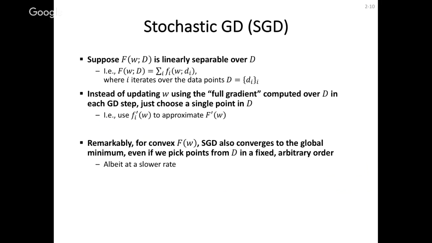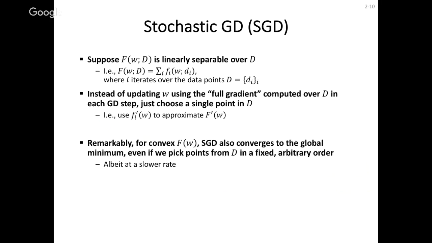But in fact, there's something else you could do. Instead of computing this full gradient on the entire data set, what you can do in each step is take just one of those data points in your data set and update your gradient accordingly from this individual chosen single point. So that you can do in a step as well. That's called stochastic gradient descent.